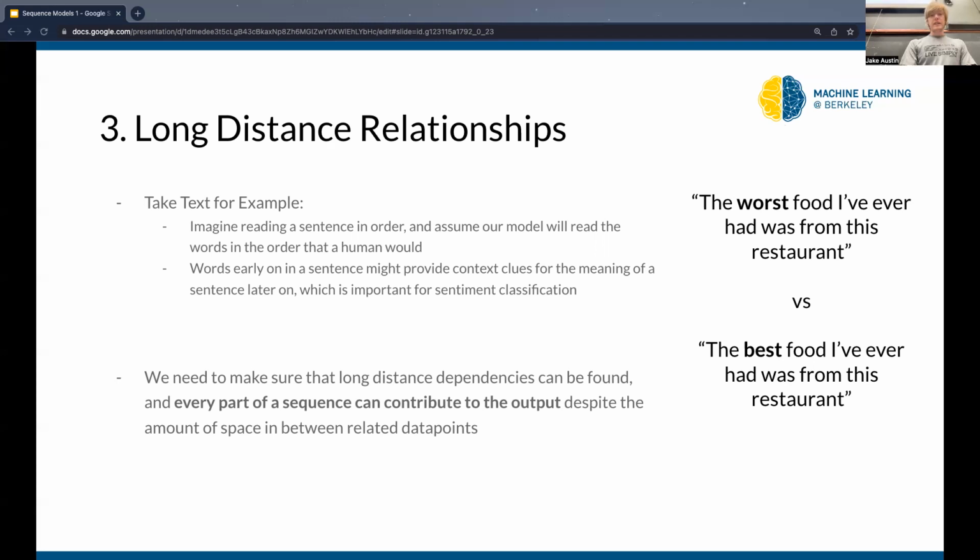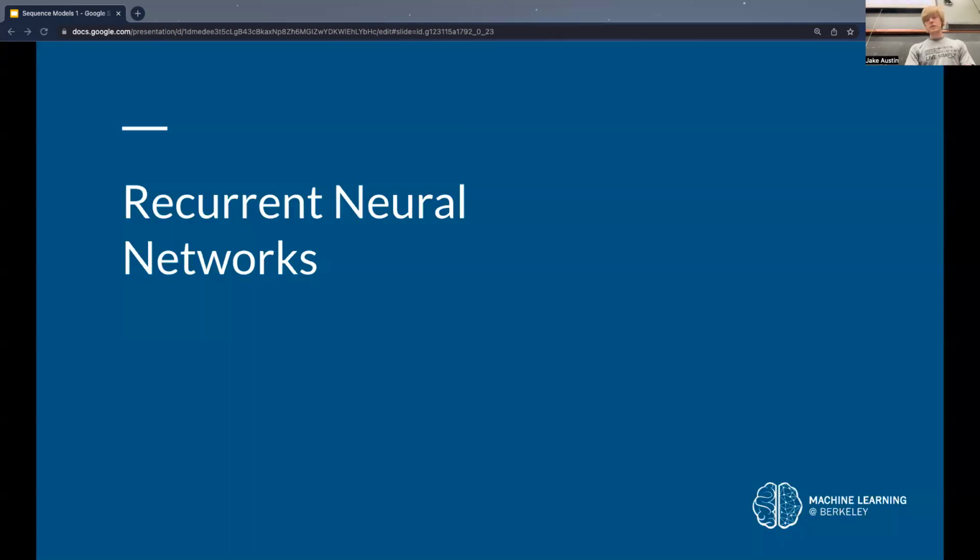So we're going to talk here about recurrent neural networks, which is our first pass attempt. They kind of work, but not particularly well. There are a lot of issues that stop them from performing well, but they will cover all of those 3 goals that we outlined that we would like our sequence models to accomplish.